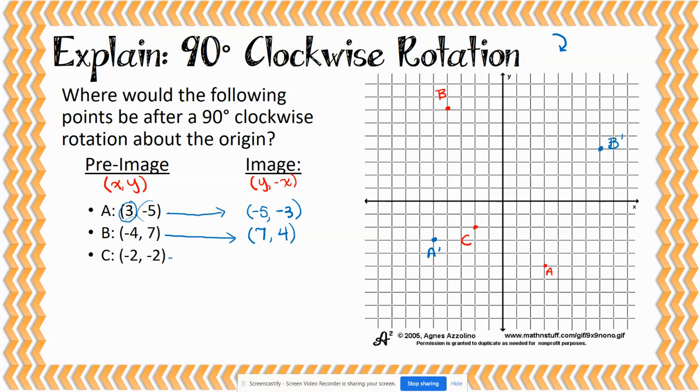Finally, I have C, which is at (-2, -2). My Y value is this -2, and it stays the same, but it's just going to the X position. My X value has to change to its opposite. So my X value was -2, so now it's going to be +2. To get to that point, I would start at my origin. -2 would be left 2, and then +2 would be up 2, and this would be C prime. And so if C started here, I can see it would have rotated 90 degrees to get over to quadrant 2.